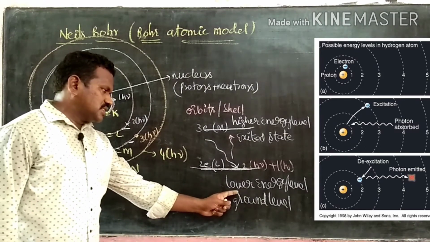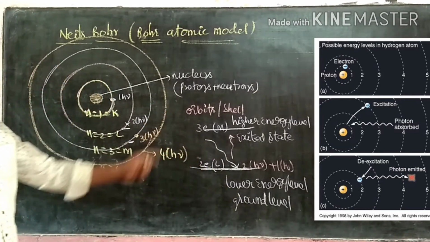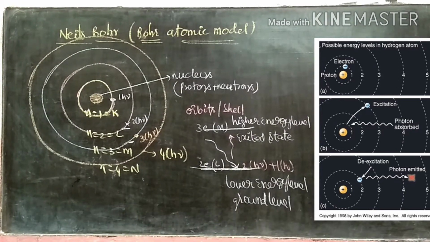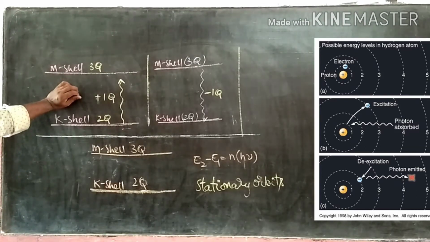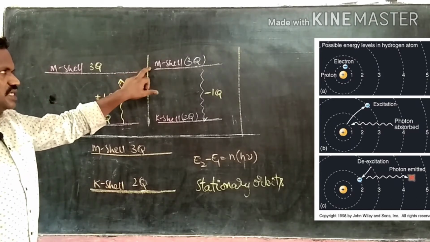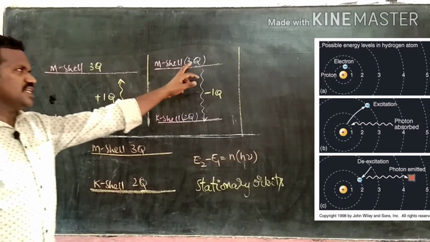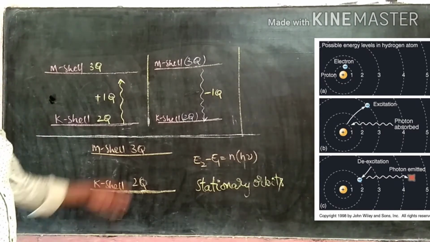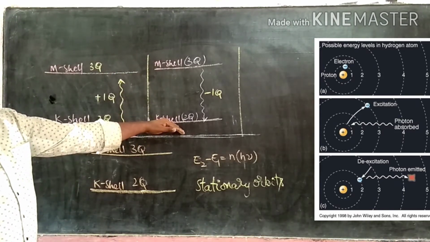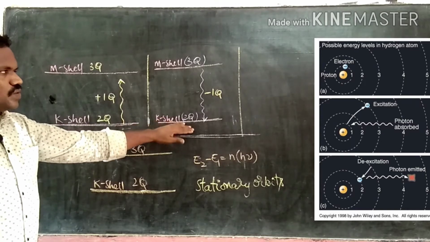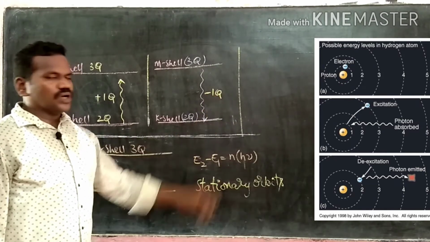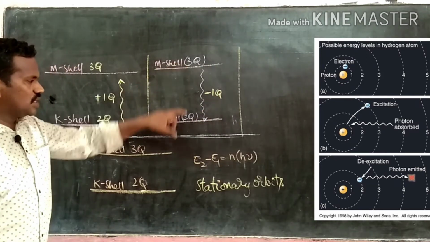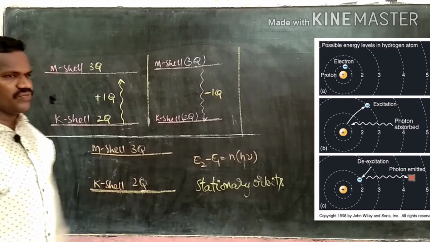If an electron in the lower energy level gains energy, it jumps into the higher energy level. If the electron is in the higher energy level with 3 quanta of energy, and it wants to jump to the lower energy level, that is 2 quanta of energy, what should happen? It may lose 1 quantum of energy: 3 quanta minus 2 quanta, 1 quantum of energy.